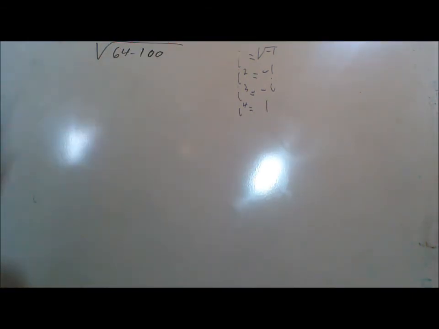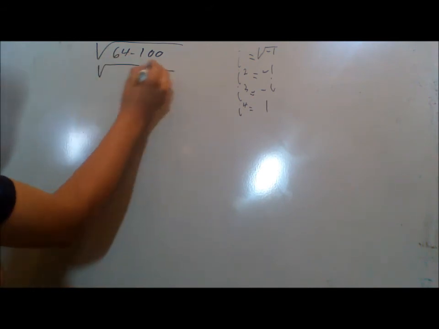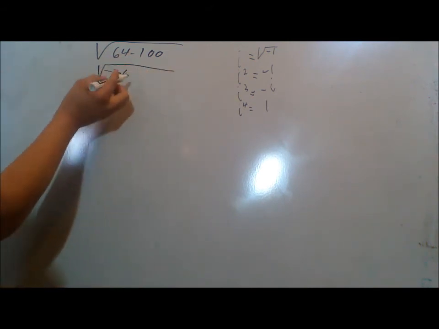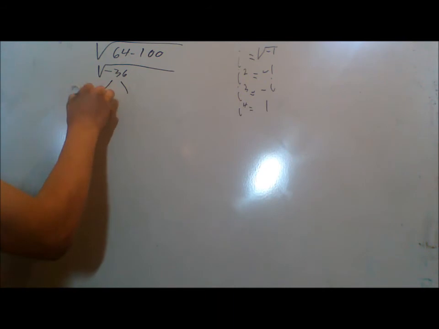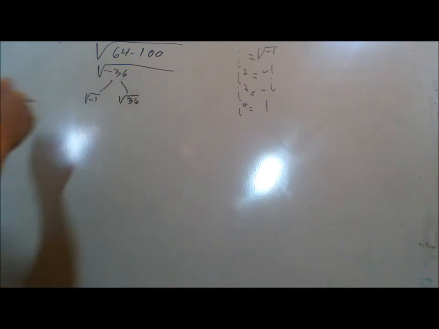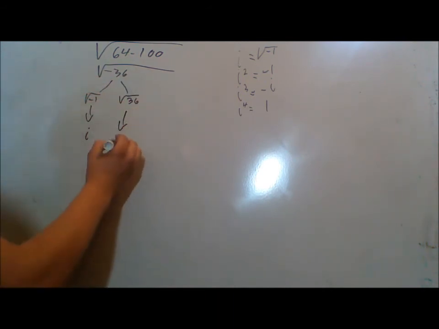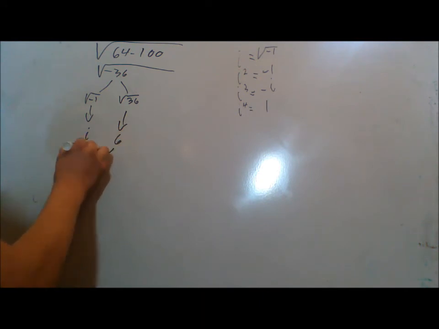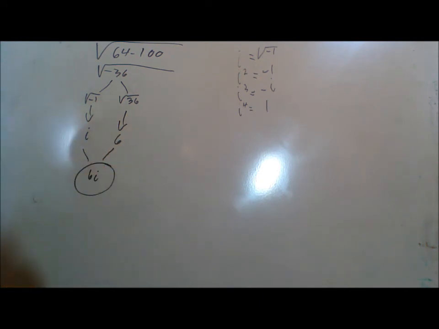Now let's do the square root of 64 minus 100. So we combine like terms and we get the square root of -36. So then we split that into the square root of -1 and the square root of 36. So that's I and 6. So we multiply and we get 6I.